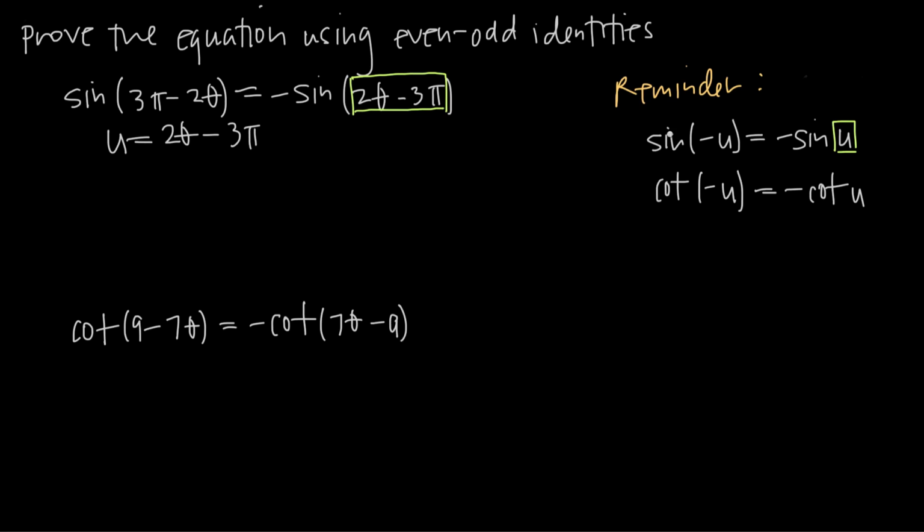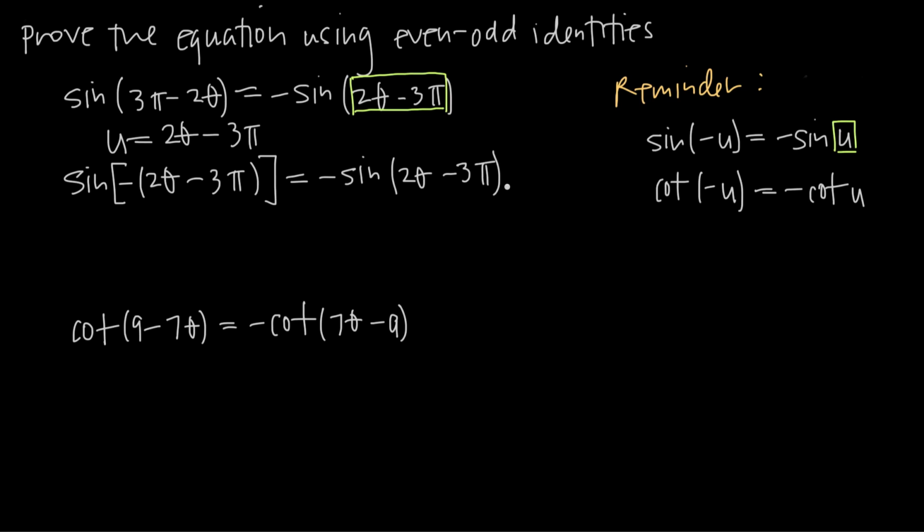So if we plug that in here, on the left-hand side we have sine of negative u. So we want to put a negative sign and then a parentheses to make sure we get this negative sign distributed. And then we can go ahead and set that equal to this right-hand side, negative sine of u. So negative sine of 2 theta minus 3 pi. Now if we simplify this, we'll want to distribute this negative sign. So we're going to get sine of negative 2 theta. A negative times a negative is a positive, so we end up with plus 3 pi is equal to negative sine of 2 theta minus 3 pi.